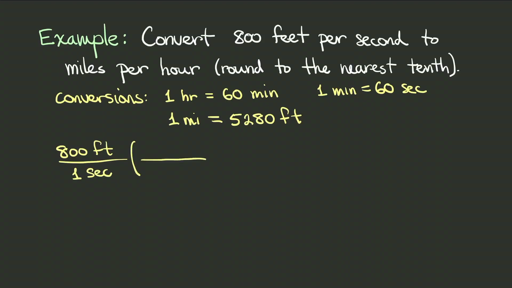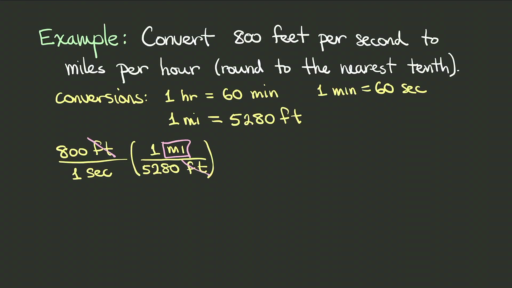Because feet show up in the numerator here, to get rid of the units of feet, I need to put them in the denominator. So I'll use my unit conversion involving feet right here, switching to miles, and I'll put feet in the denominator. So 5,280 feet corresponds to 1 mile. And now we see that the units of feet are going to cancel, and we'll be left with the units of miles, which is what we want in the numerator in the end.